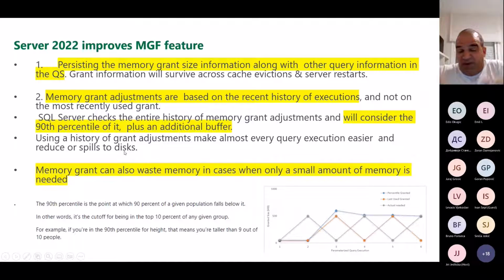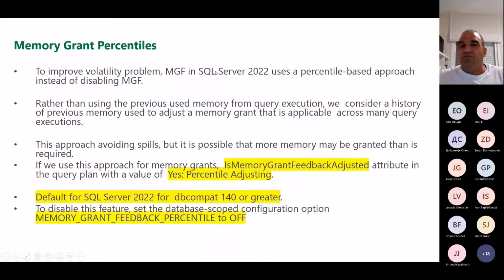Know that memory grant in SQL Server 2022 can waste memory in the case when only a small amount of memory is needed. To improve the volatility problem, memory grant feedback can also use a percentile-based approach instead of disabling the memory grant feedback as in SQL Server 2019. Rather than using the previously used memory from the last query execution, we consider the history of previous memory used to adjust the memory grant, applicable across many query executions because it's in query store.